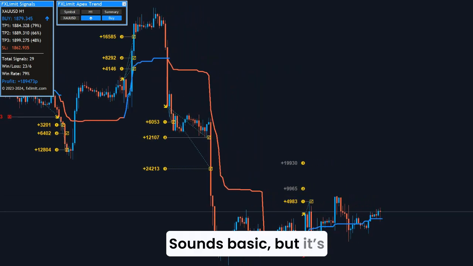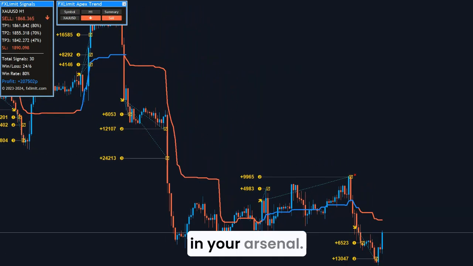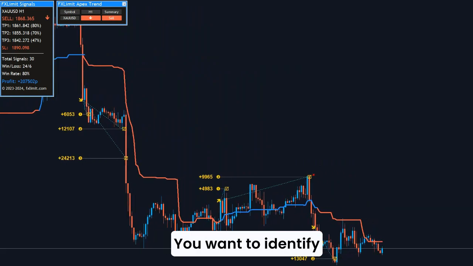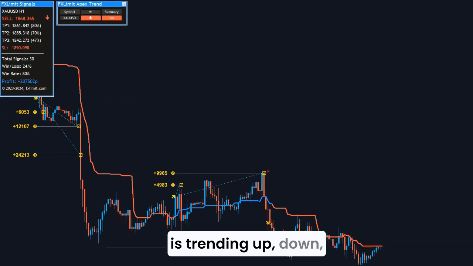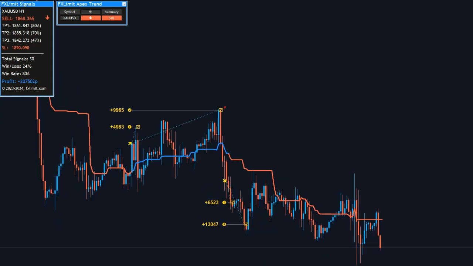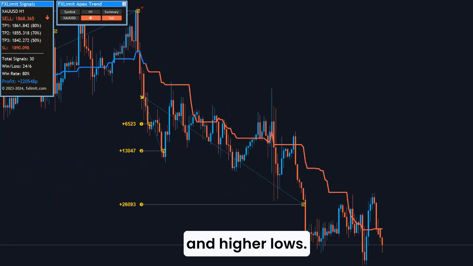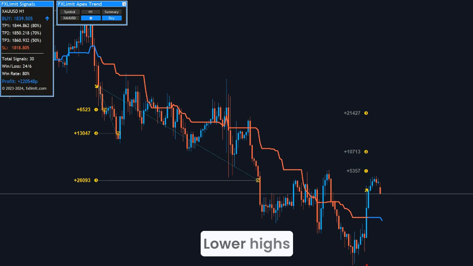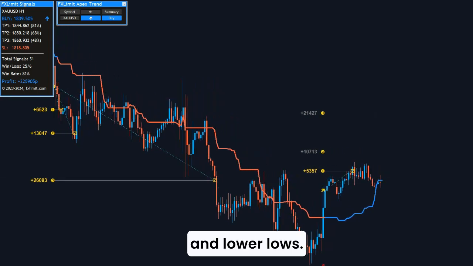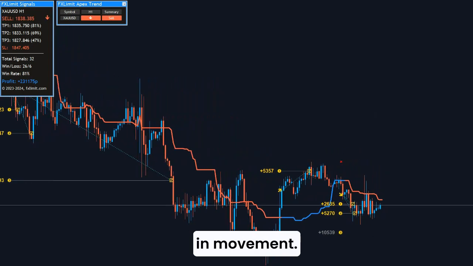Sounds basic, but it's one of the most powerful tools in your arsenal. You want to identify whether the market is trending up, down, or just ranging. A clear uptrend is marked by higher highs and higher lows. A downtrend, lower highs and lower lows. The key is consistency in movement.